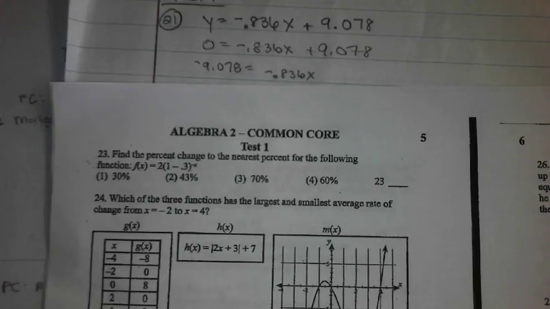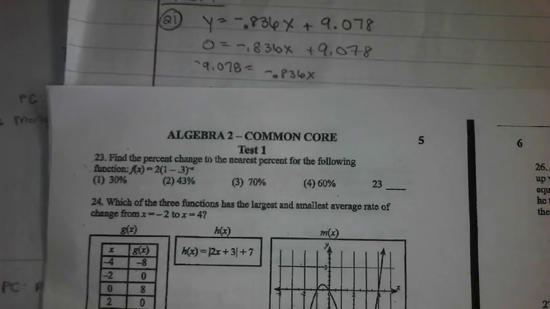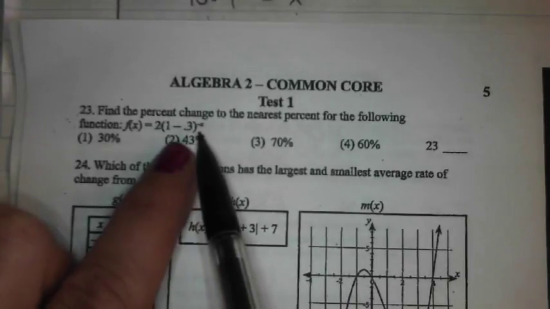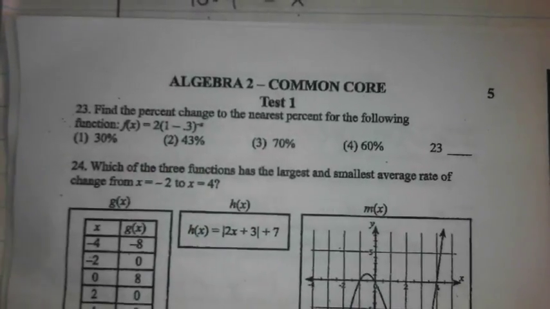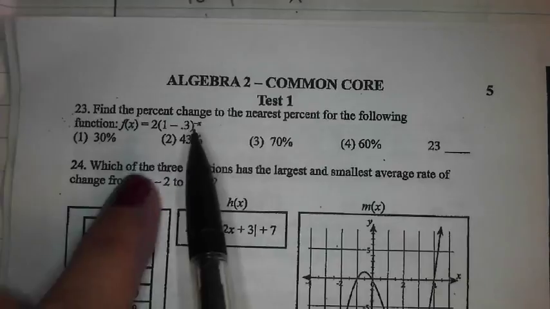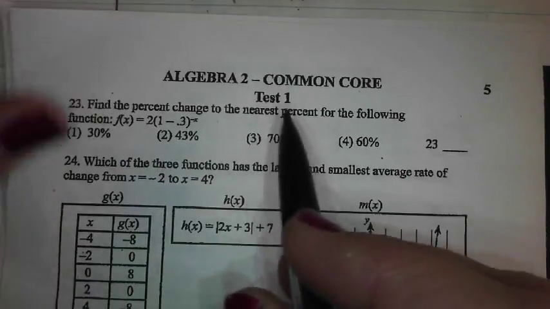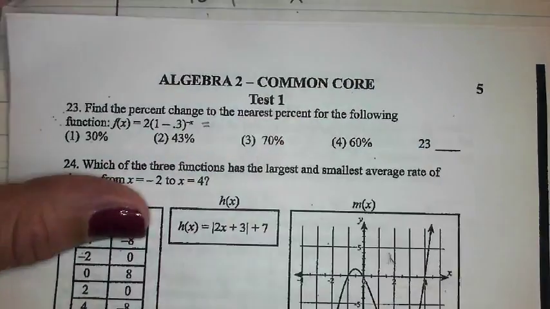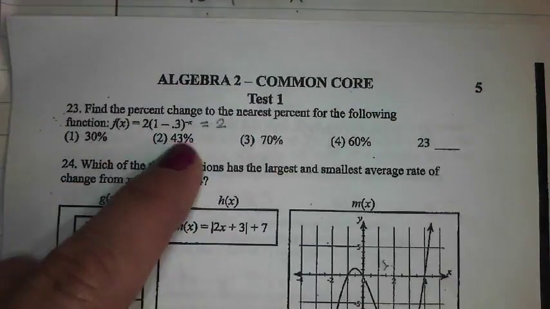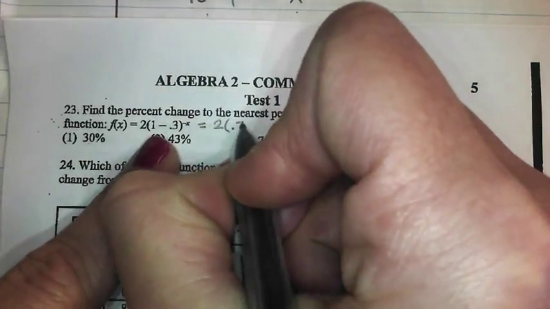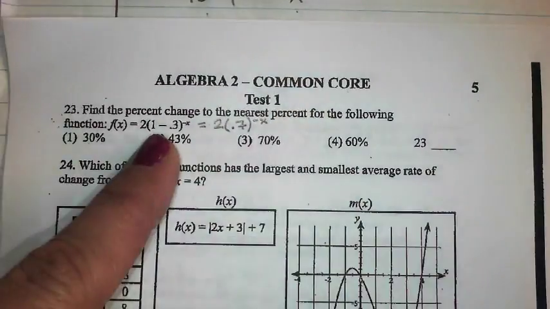Find the percent change to the nearest percent for the following function. So we're back in the exponential growth situation. But the one thing to notice about this one, in light of the homework quiz problem that we just did, is that the exponent is negative x. If you simplify this, you can keep the 2 out in front. 1 minus 0.3 is 0.7 to the negative x power.